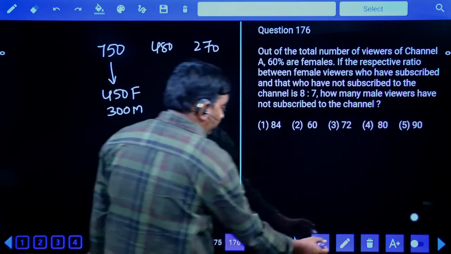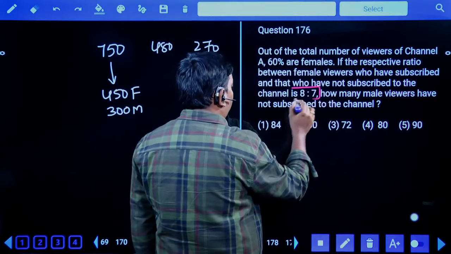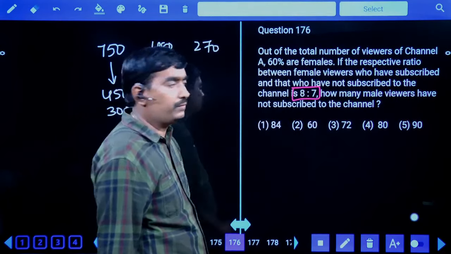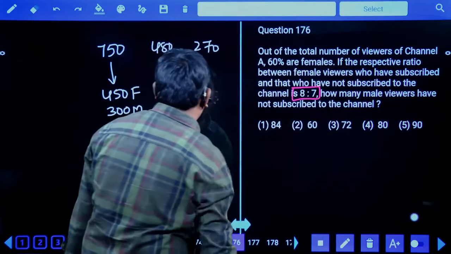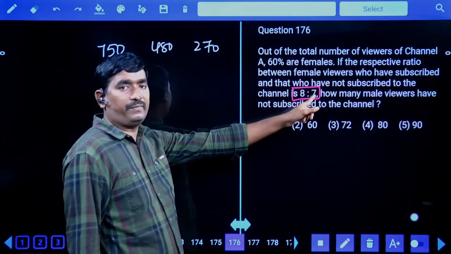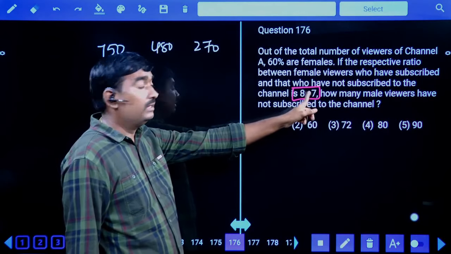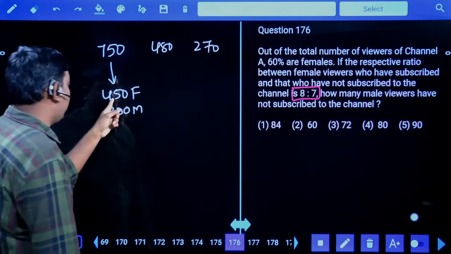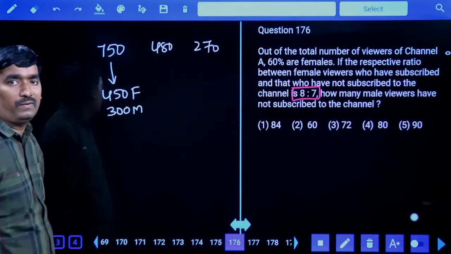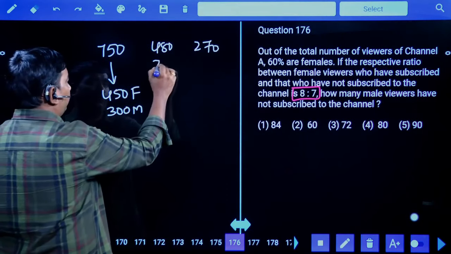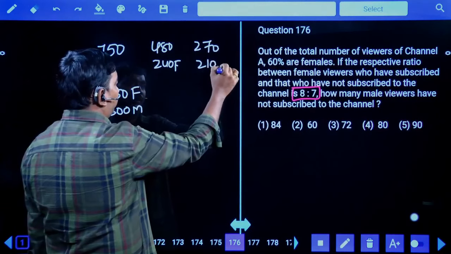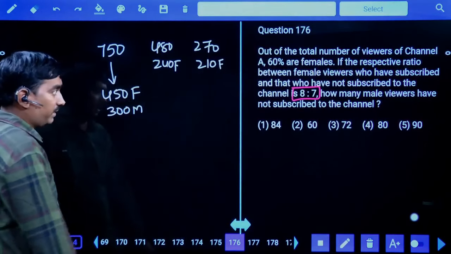Subscribed or not subscribed together belongs to viewers only. 8 plus 7, 15 parts is the total female viewers. The total female viewers 15 parts equal to 450. If 15 parts equal to 450, then 1 part equal to 30. 8 30s are 240 female subscribers. 210 female non-subscribers.